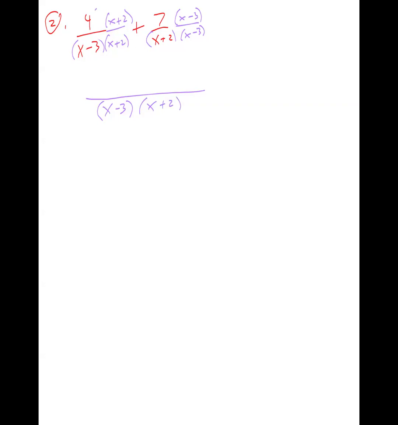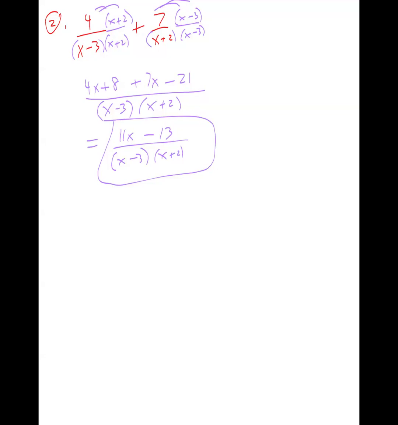So 4 times x is 4x. 4 times 2 is 8. 7 times x is 7x. 7 times negative 3 is negative 21. And then add the common terms. 4x and 7x is 11x. 8 minus 21 is negative 13. And then you keep the bottom factored apart. So leave it the same as it is. There we go.